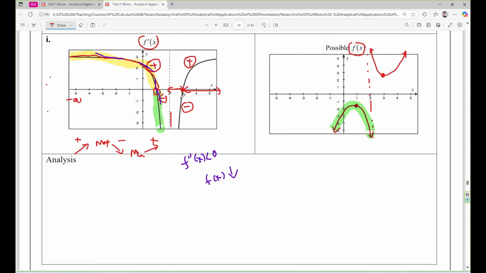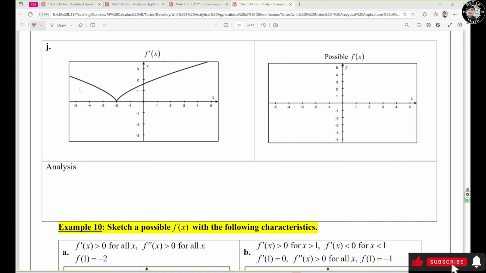Now you just draw the tangent line, you will see that the slope of the tangent line is always positive, right? It tells us that f double prime of s is greater than 0, then the function f of s is concave upward, right? Like this. Now let's move on to question J.